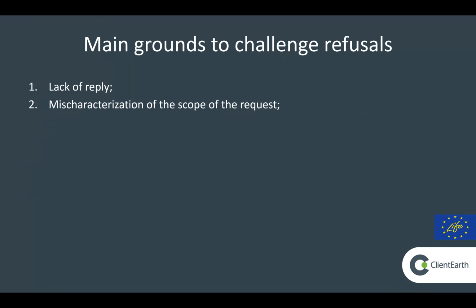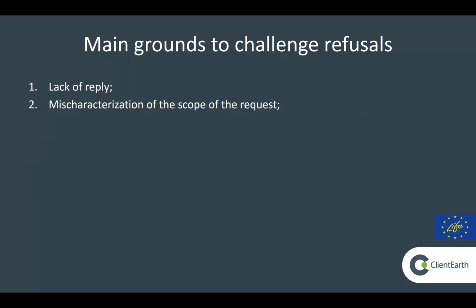Second of all, there may be a mischaracterization of the scope of your request. That may be another ground on which you can challenge a refusal. So you make a request, you set out exactly what you would like to get access to, but then the authority replies with only part of that, or just answers something else. That might happen by mistake, or it may also be a tactic to simply divert you from accessing some of the information that the authority might not be willing to disclose.